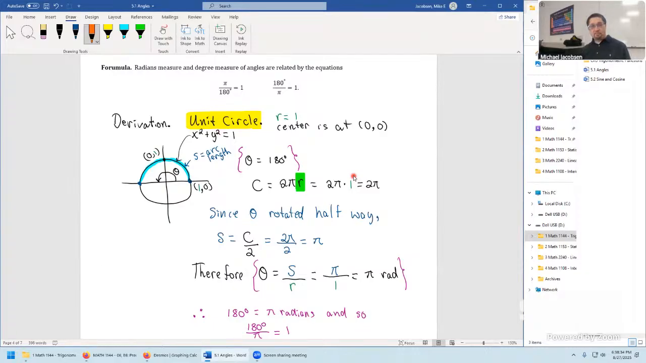Okay, so now we have two conversion factors. We should say what their good uses are. This conversion factor is one that you'll use to convert from degrees to radians. And you can tell because if degrees is in the denominator, that's the unit that would be canceling out.